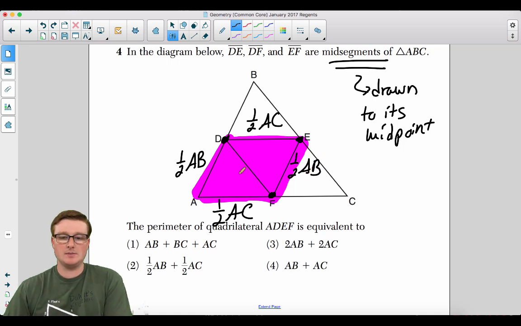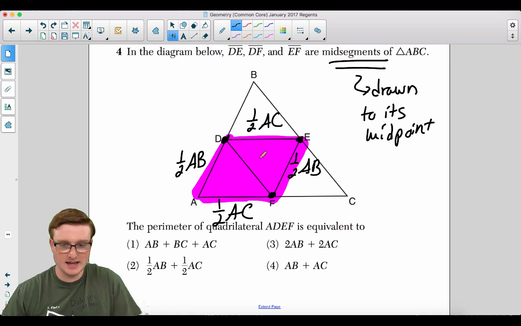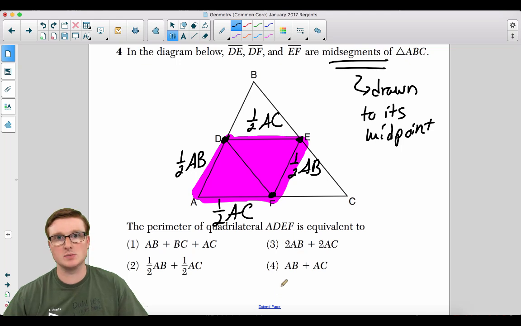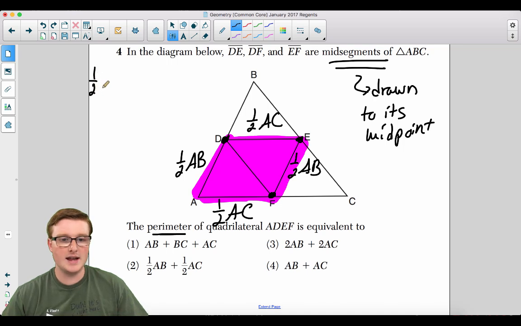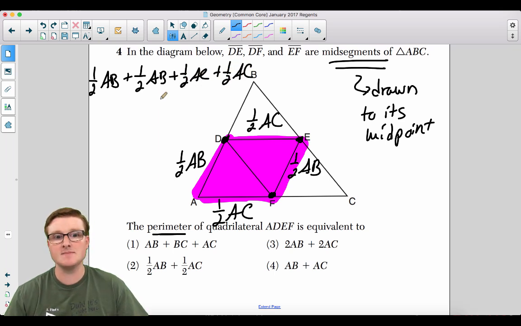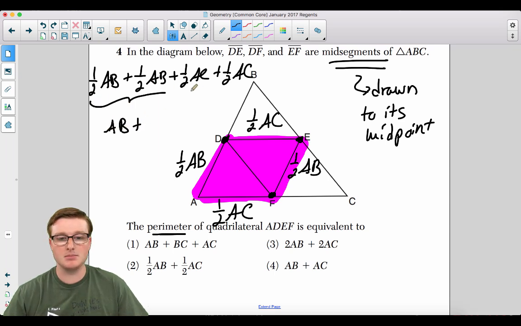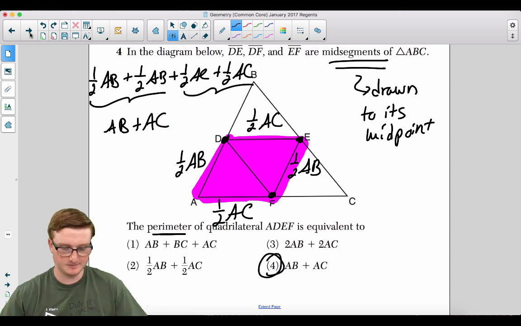Okay? And the reason why I'm telling you in terms of AC and AB is that the answers are in terms of AC and AB. The perimeter of this quadrilateral, well, perimeter means add up all the sides. So take 1/2 of AB plus 1/2 of AB plus 1/2 of AC plus 1/2 of AC. 1/2 of AB plus 1/2 of AB is AB, plus 1/2 of AC and 1/2 of AC is plus AC. So that's why it is going to be choice 4 for this question.